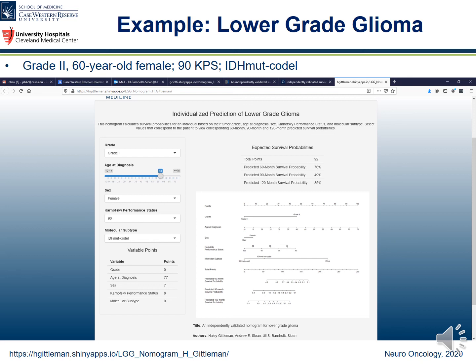This is showing you an example for a grade 2 lower grade glioma in a 60-year-old female with a Karnofsky performance score of 90, and they were in the IDH mutant CODEL subtype, which is the best subtype, and they received a low number of points and therefore had very good 60-month, 90-month, and 120-month predicted survival.